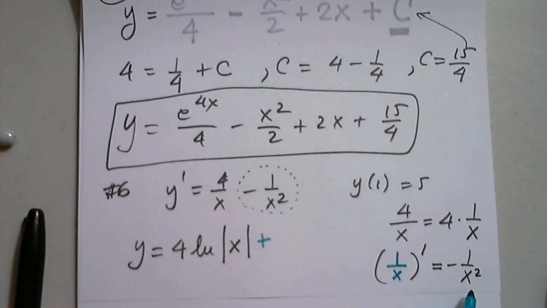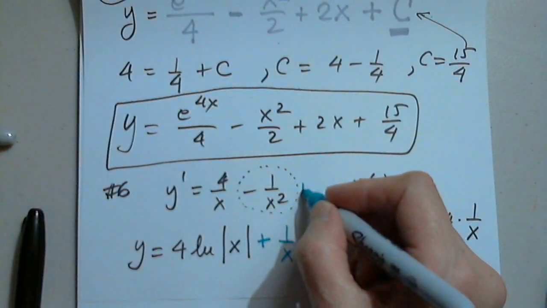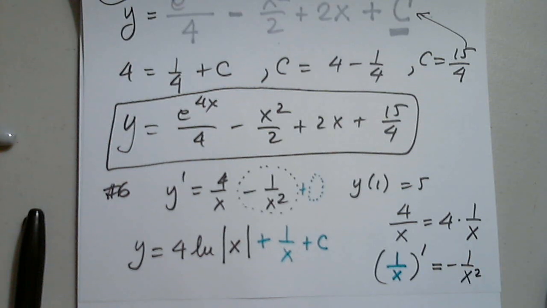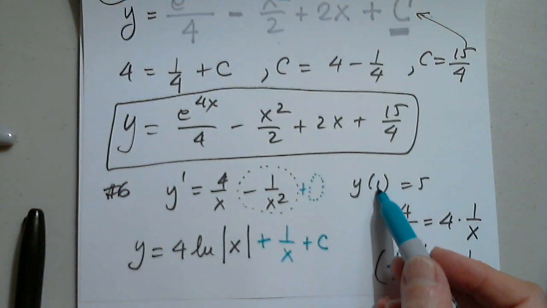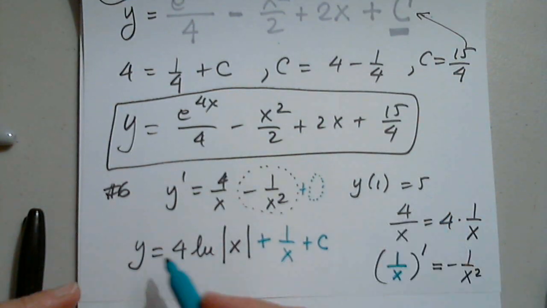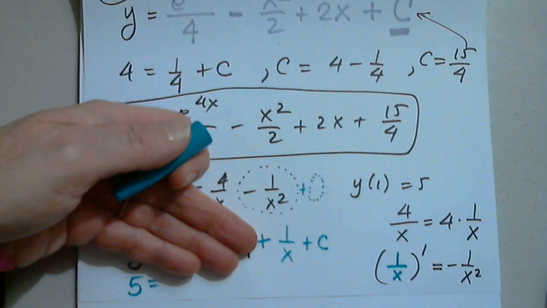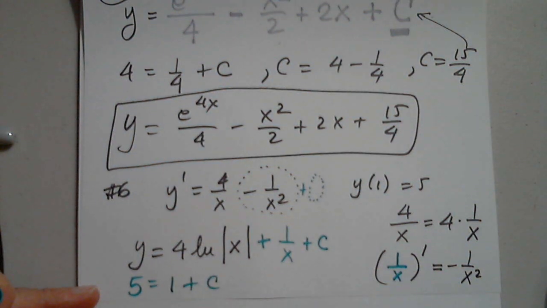The 1 over x. Correct. Thank you. And of course, plus c, because there is always a 0 here. Silent, but it's there. Awesome. All I have to do now is find c. When x is 1, y is 5. So 5 equals, well, it happens that natural log 1 is 0. So this is 0 plus 1 plus c.